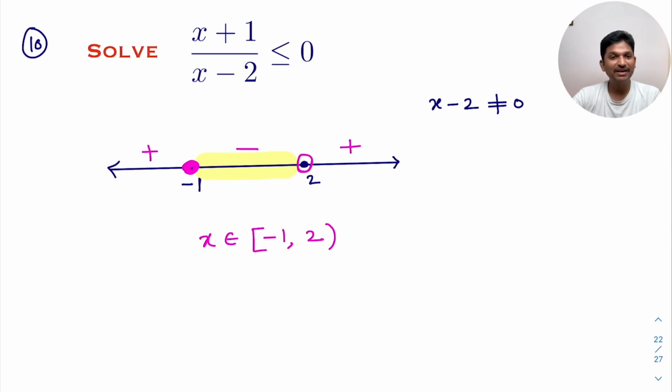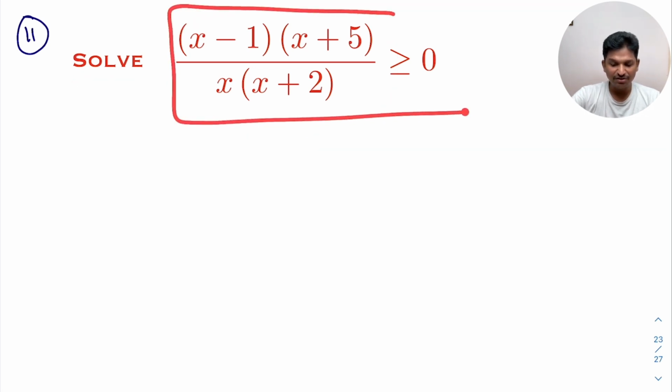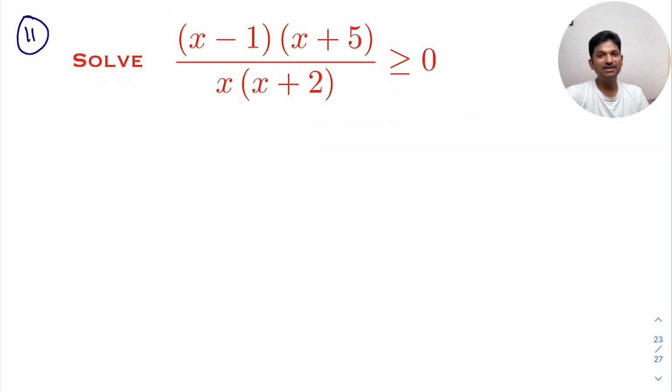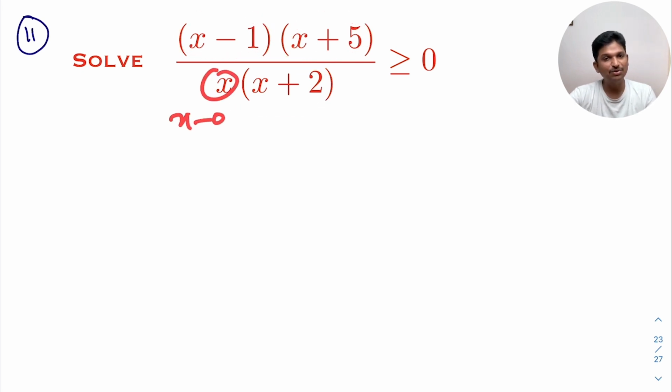Now we'll move to the next question. You observe this question, what they are asking. Solve this linear inequality. Here it is a rational function because it is in the form of f of x divided by g of x. Here the point is, these are all linear factors. Here x is there, right? This x can be written as x minus 0. Follow the regular procedure. Make sure that the denominator cannot be 0.